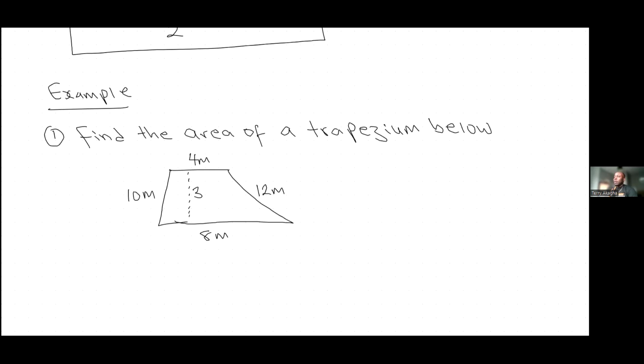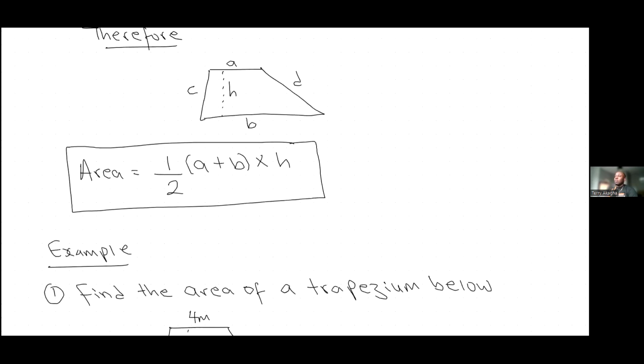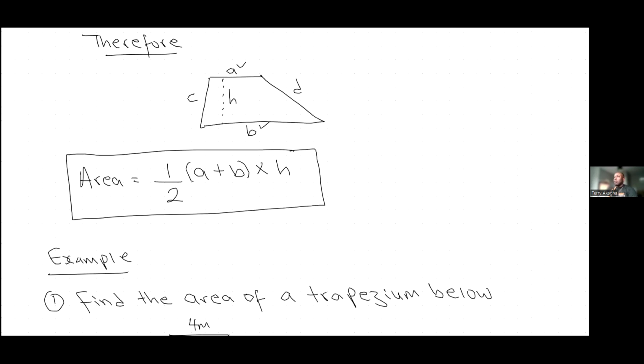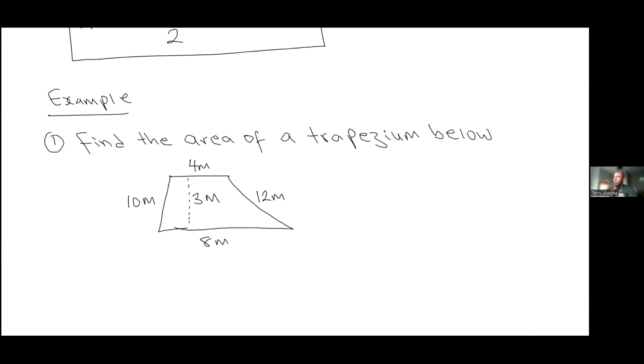Remember, in the formula, the only information we need are the two parallel distances. So you need only the 4 and the 8. Then the vertical height you need there. The other numbers that were given were just to take you off balance, but you don't need them to find the area. So let's find the area for this.